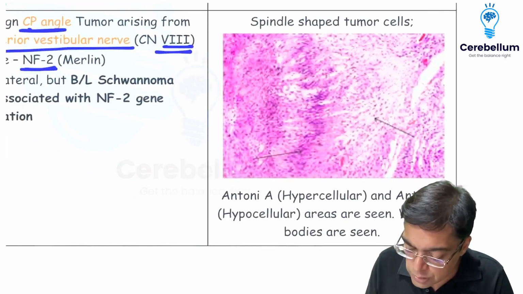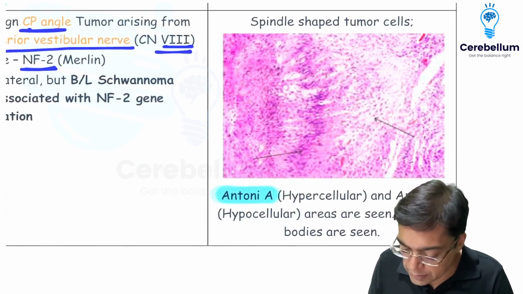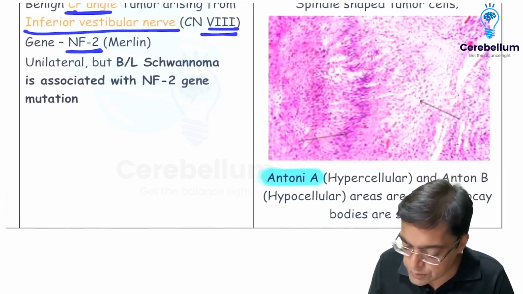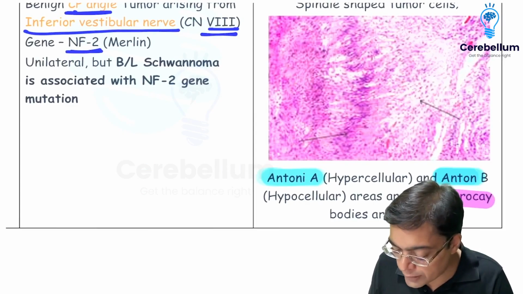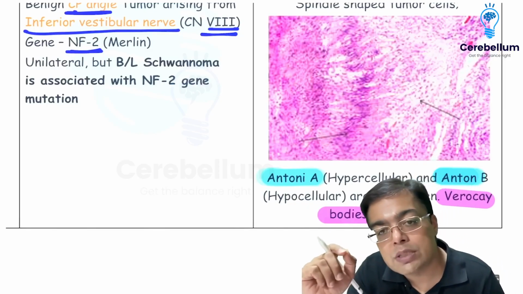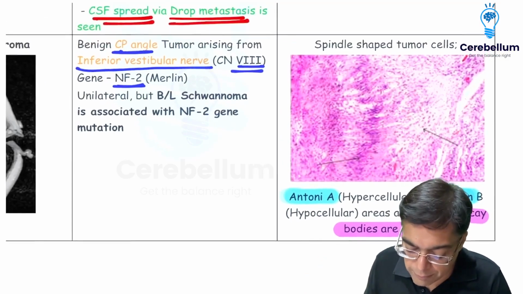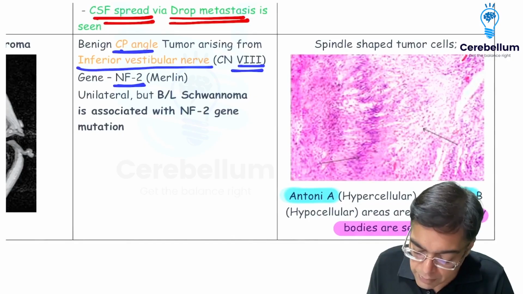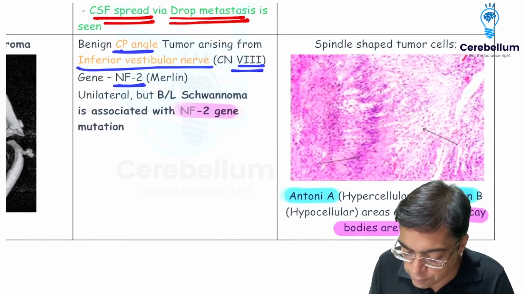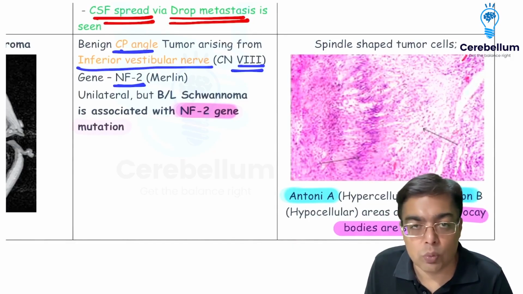So when you are reading those terms in the question of the exam, Antoni A area, hypercellular area, Antoni B area, which is the hypocellular area, and you read about a term which is going to be given the name of Verocay bodies, Verocay bodies simply means the nuclear free zones that you are going to be having in a patient who is going to be suffering from a schwannoma. Please be familiar with the fact that if a patient is going to be having bilateral schwannomas, that is very much suggestive of NF2 gene mutations that is associated with neurofibromatosis subtype 2.